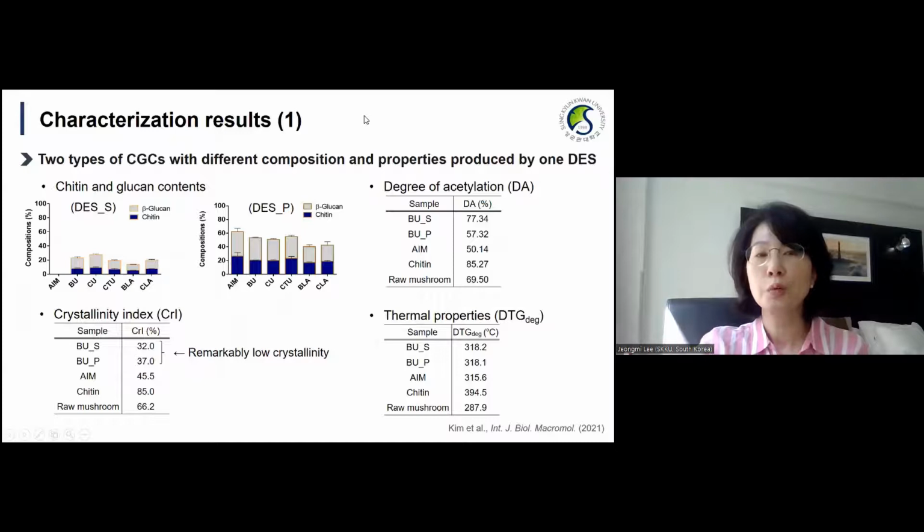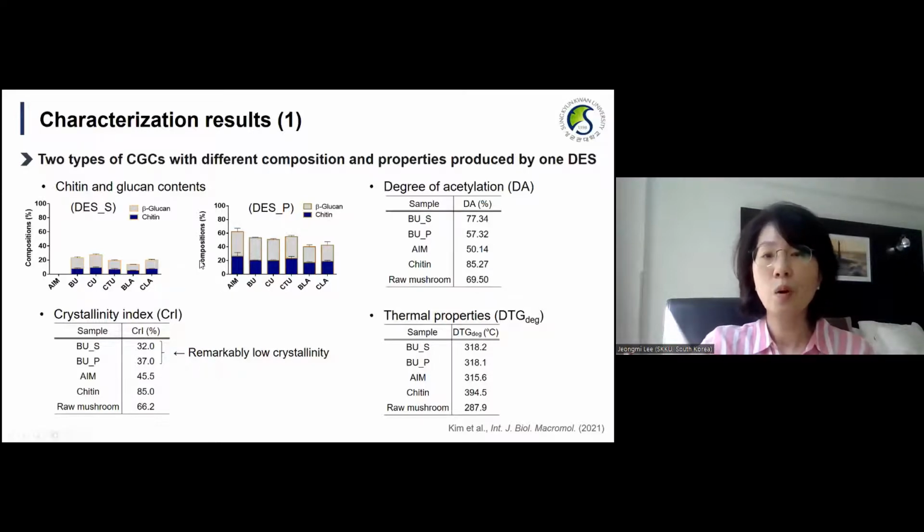And I briefly already told you that each DES, one type of DES, could produce two types of CGCs, like _S and _P. So that was one interesting fact about our experimental results. And we found that all the DESs could produce two different types of CGCs, and all the CGCs were found to contain different compositions of chitin and glucan.